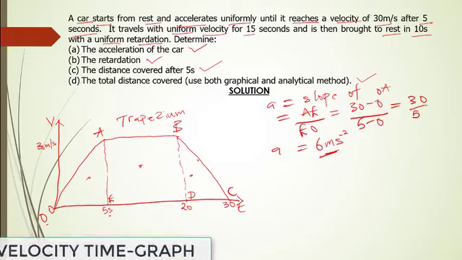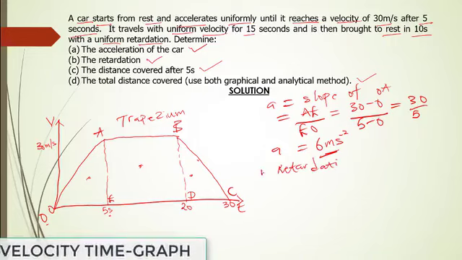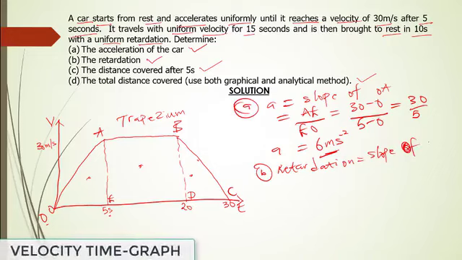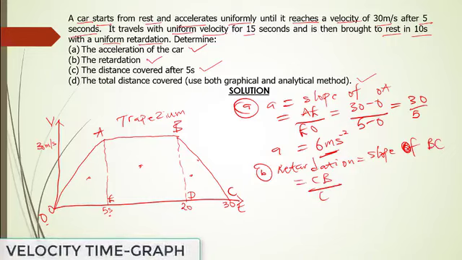And now at this point, let's also look at the retardation, which is the second thing the question tries to find. This is the B part of the question, and that was the A part. The retardation of the body is going to be found by calculating the slope of BC. The slope of BC is CB over CD.